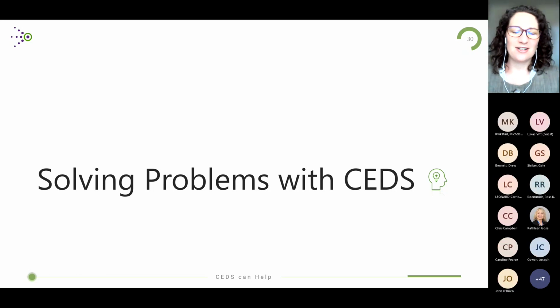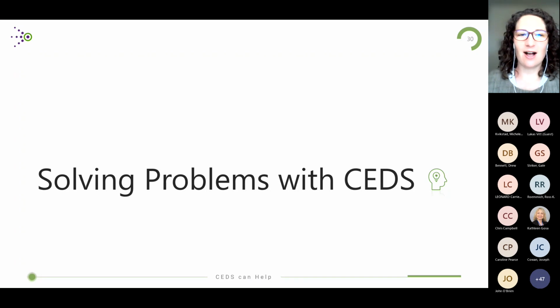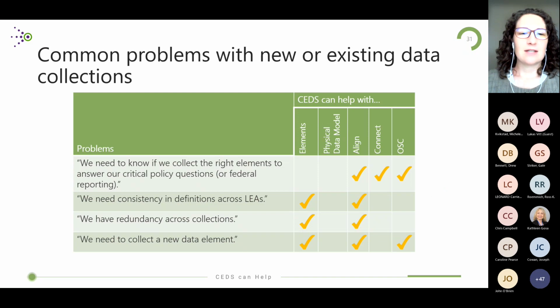Thanks, Nathan. No small amount of information there. So we're going to take some of that information and turn it into how we solve some of the common problems that we hear from different stakeholders with some of these tools we just talked about and learned about. So I'm going to go through a couple of sections of different examples of common problems with new or existing data collections, and then we'll talk a little bit about some data governance options as well.